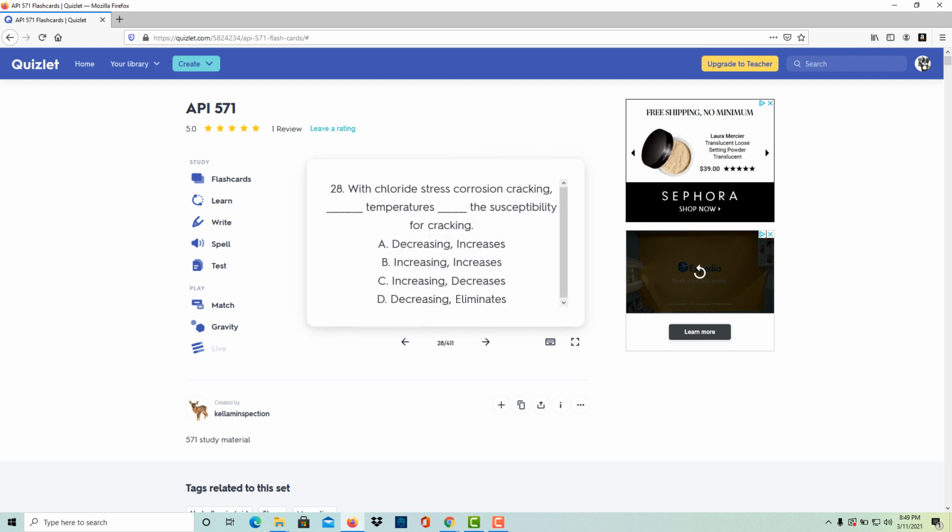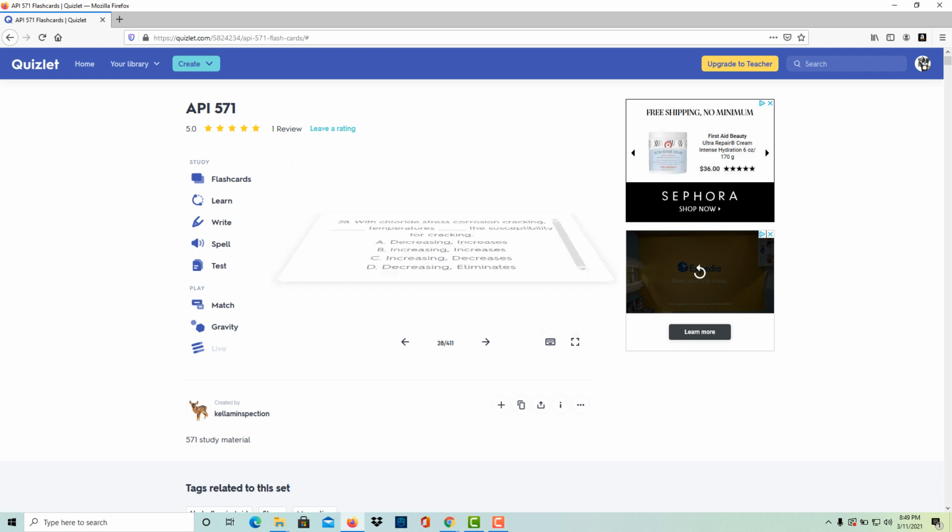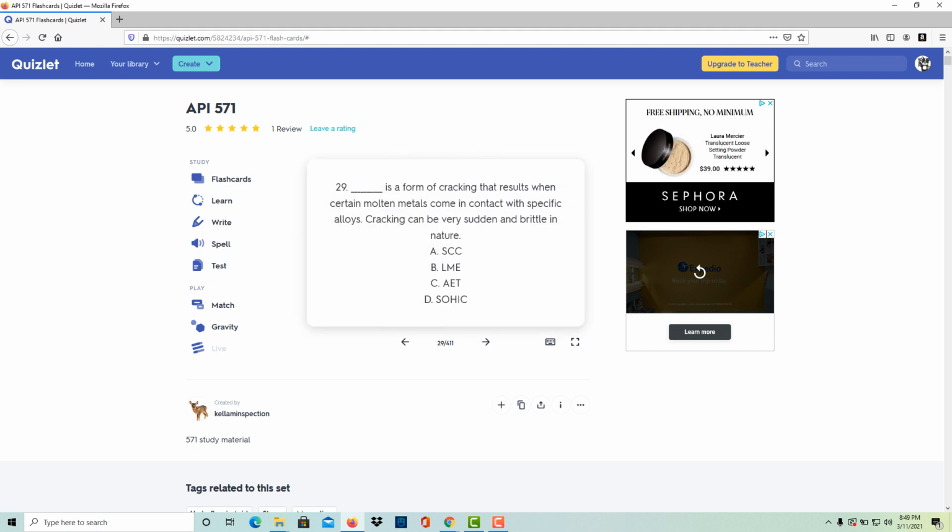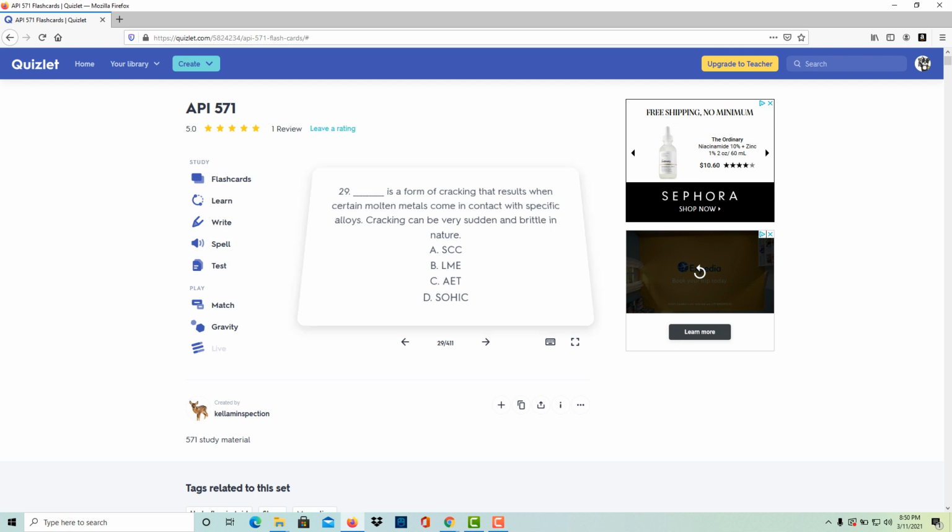With chloride stress corrosion cracking, increasing temperature increases the susceptibility to cracking. And that's B, increasing. What is a form of cracking that results when certain multi-metals come in contact with specific alloy? Cracking can be sudden and brittle in nature. LME, I think it stands for liquid metal embrittlement, hence the molten metal.